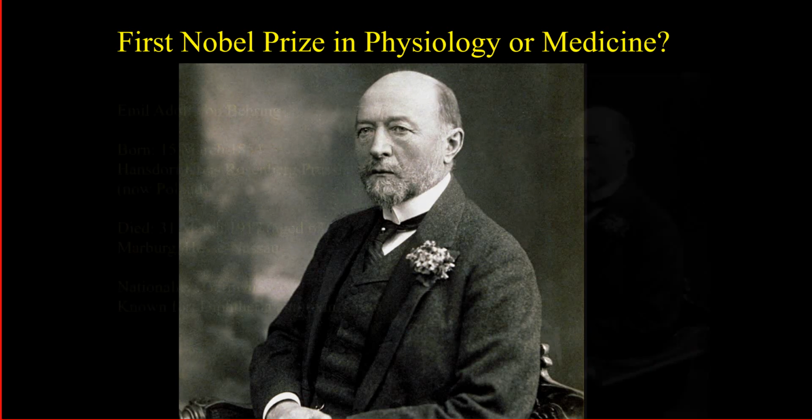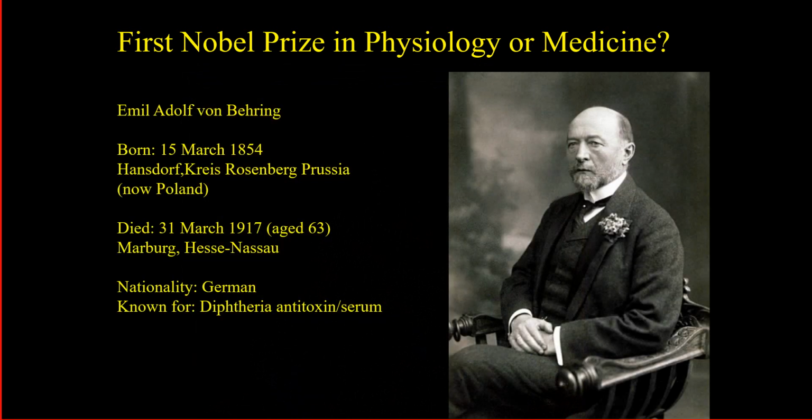Okay, so this was the guy who received the first Nobel Prize in medicine. He's an immunologist, a physician immunologist. Why? Because he came up with a solution for diphtheria. Diphtheria was killing children at the time.